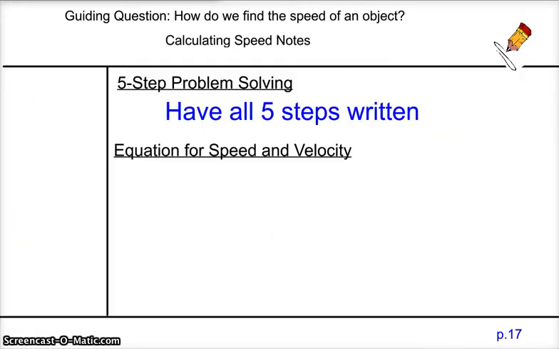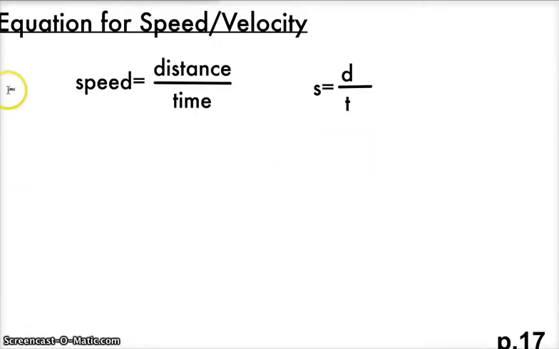Okay. So we're still on our notebook page. We've written down all 5 steps. Now your next heading is going to be equation for speed and velocity. So copy this down under your heading equation for speed and velocity. Our equation is pretty simple. To find speed, we're going to take our distance and divide it by time. We're going to use abbreviations for that. Speed is going to be S, distance is going to be D, and T is going to be time. We call these variables. The letters are the variables.